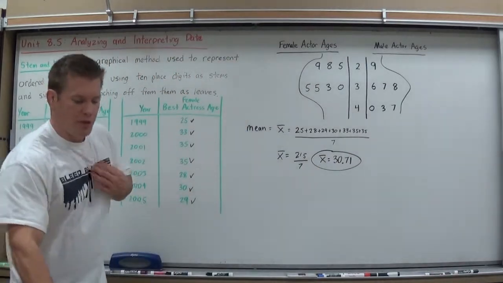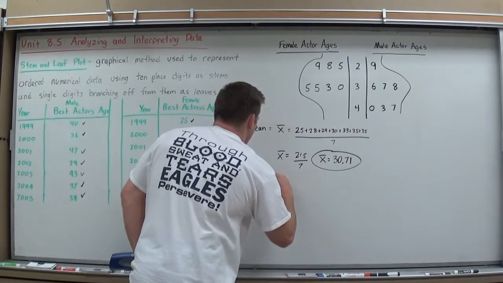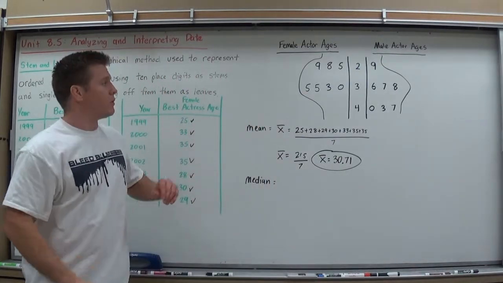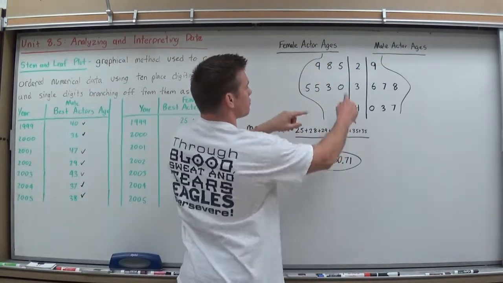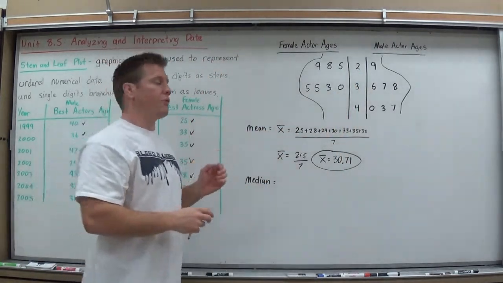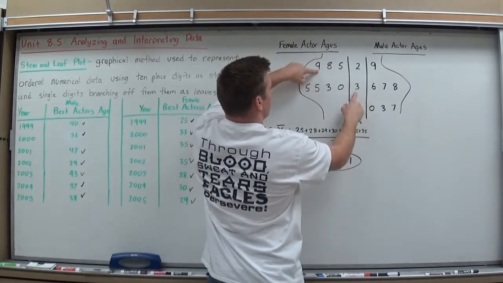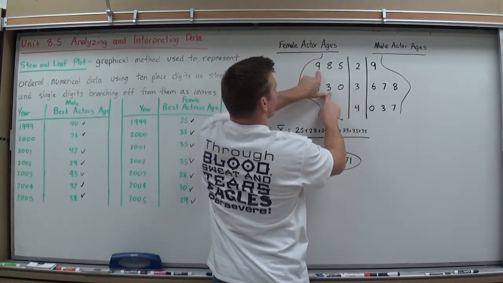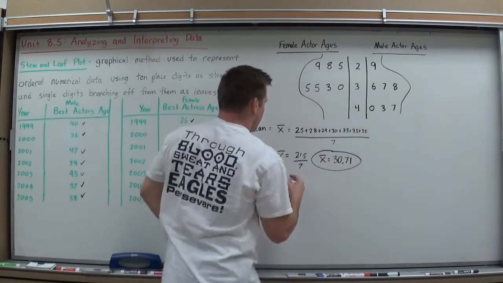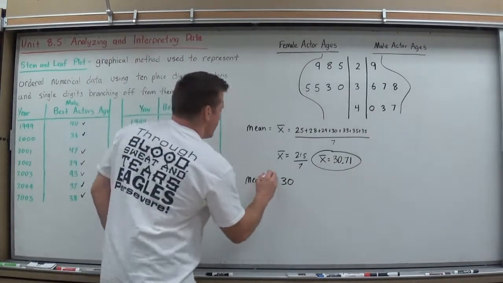I can also find the median for the females by putting them in order and finding the middle number, but they are in order the way I have them here. So as long as I count off okay, we'll be all right. Since there's 7 numbers, I'll do 3 in both directions. So 25, 28, 29, then 35, 35, 33, making our median 30. So you can use stem and leaf plots to get your mean and median.